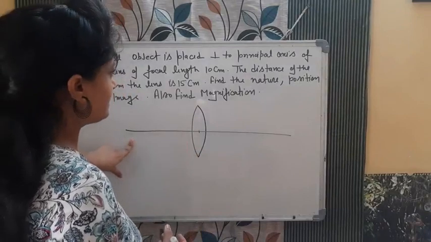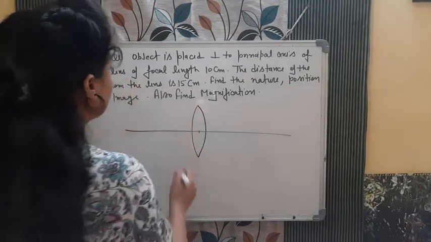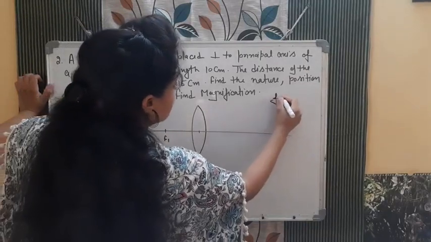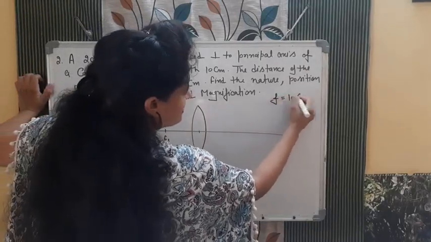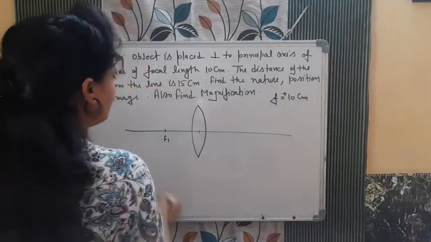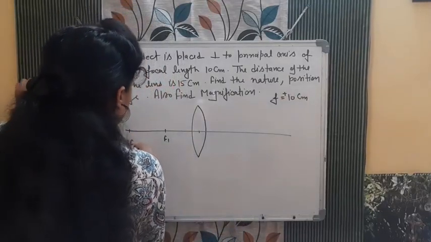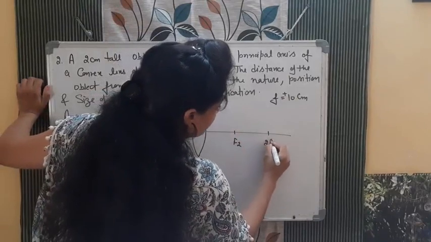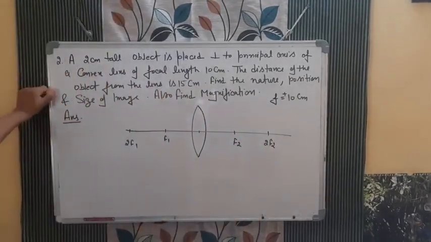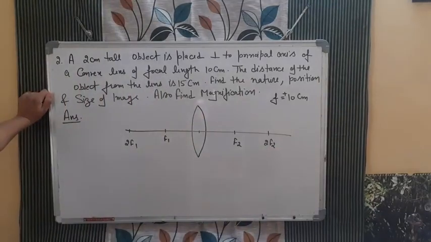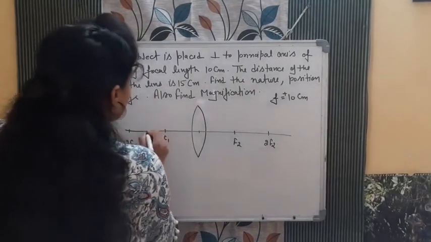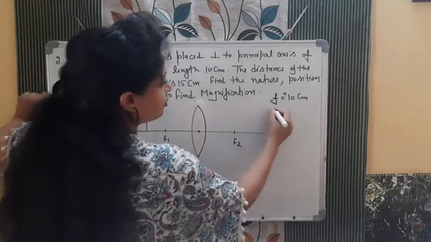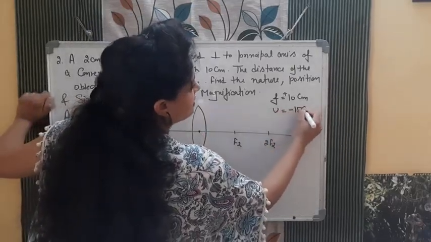So this is the principal axis, convex lens, focal length 10 centimeter. Focal length is given 10 centimeter. Convex lens, how will it be? Positive focal length. This side it is 2F1. If this is F2, so this is 2F2. Like this. Now it is saying the object is 15 centimeter, so object is somewhere here, 15 centimeter from the optical center. U is equal to minus 15 centimeter.